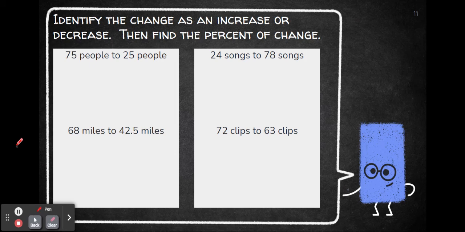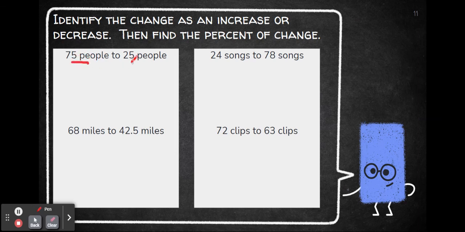Here are several examples in which you're supposed to identify the change as an increase or decrease and then find the percent of change. This would be a good spot for you to pause the slide, try and figure these 4 examples on your own, and then come back to it to see if you're correct. The first example says 75 people to 25 people. What is the starting amount of people, and what is the finishing amount of people?